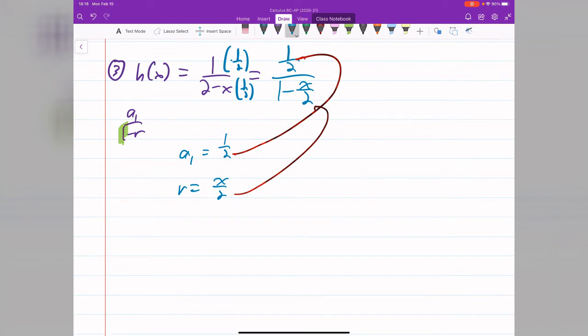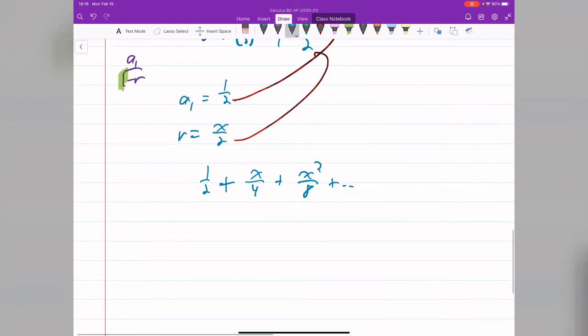We can even now build our sequence because the first term is 1/2. The second term would be 1/2 times r. So we multiply it by r, I get x over 4. Then I multiply it by another r, I get x squared over 8, and so forth. You can see how the pattern's going.